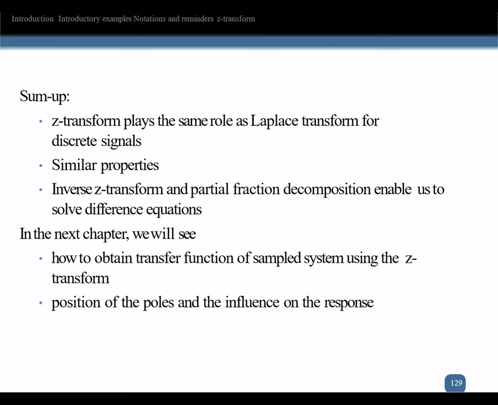Okay. Conclusion: here you find the z transform plays the same role as the Laplace transform.